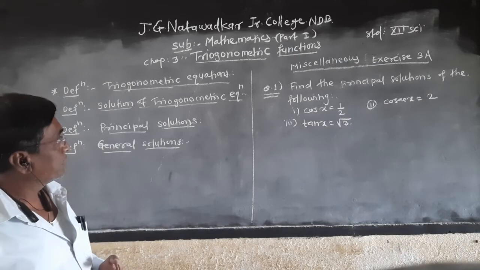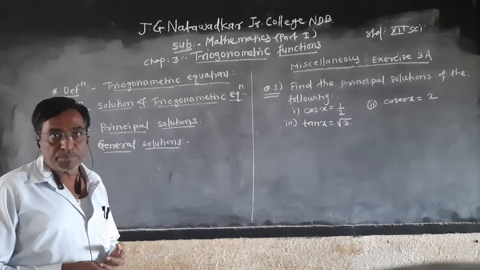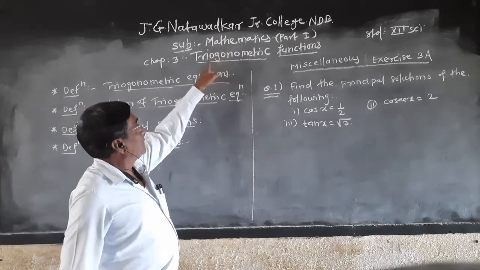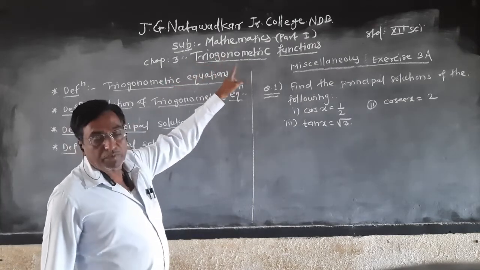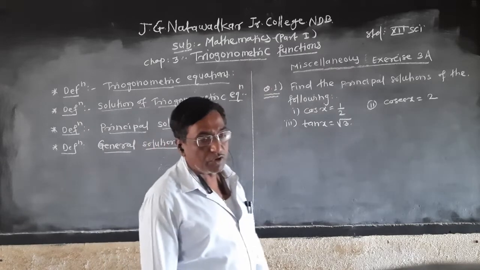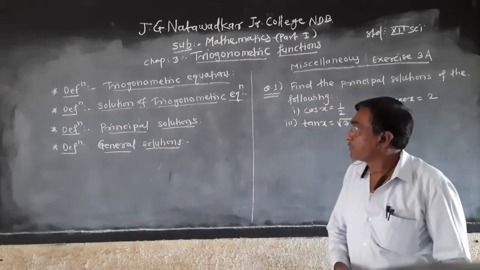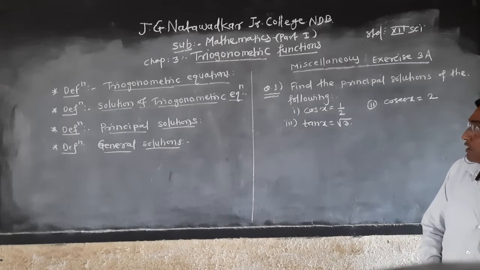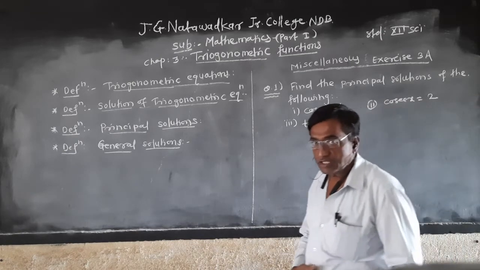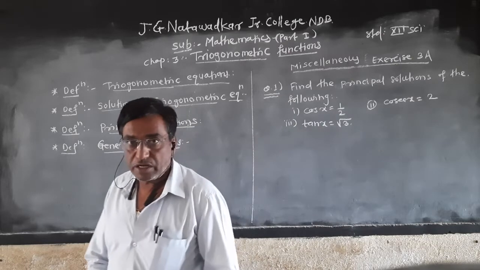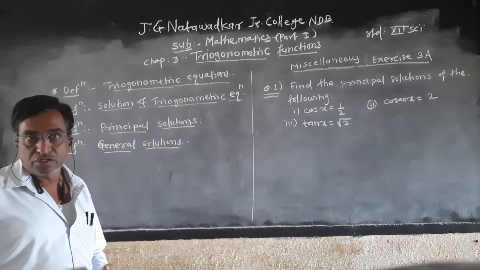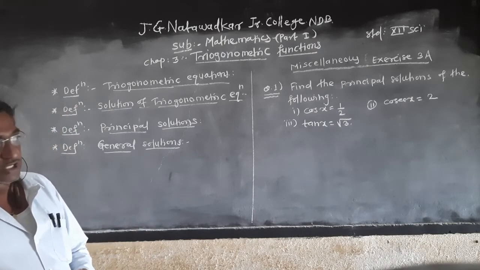So now today I will start a new chapter of the same paper, Mathematics Part One, that is chapter number three, the Trigonometric Functions. Before this, students, you know that you already learned the trigonometric ratios up to 11th science. There are three main ratios, that is sine, cosine and tangent, and then the reciprocal ratios, cosec, sec and cot.